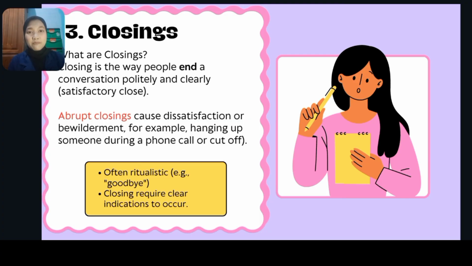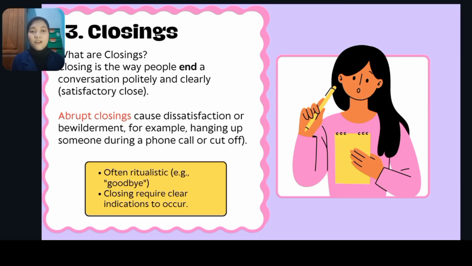So the third principle is closing. What are closings? Closing is the way people end a conversation politely and clearly. So we can say it is a satisfactory close, done politely and clearly. Abrupt closings cause dissatisfaction or bewilderment. For example, hanging up on someone during a phone call, or cutting them off.